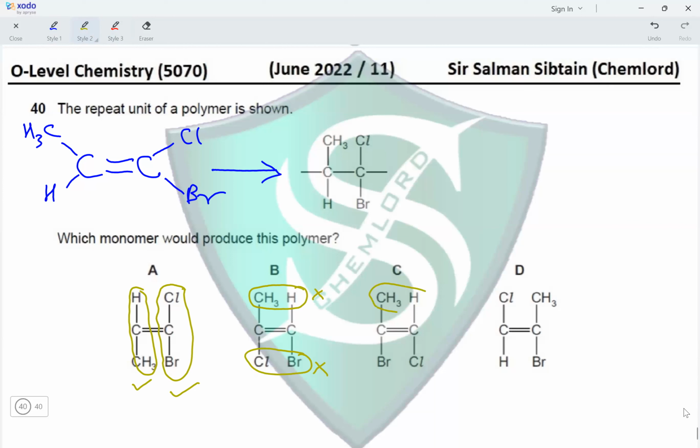C also has the same configuration of atoms or side groups. This is also wrong. D also has this, but in D, if you can see, chlorine and bromine are on opposite carbon atoms, but also placed on opposite sides. And the same thing with CH3 and hydrogen. So this makes option D incorrect as well. So we have already figured out the correct option for this question is option A.